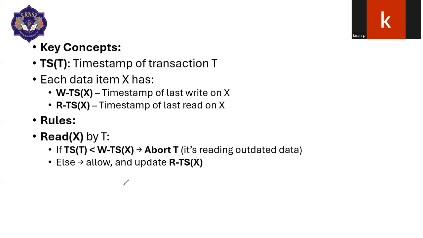Else we allow it, and we update the RTS. The read timestamp RTS and the write timestamp WTS are universal. They are for an object X, not for a transaction. Let us assume there is a transaction T1 which writes an object. Then the time at which it was written will be recorded.